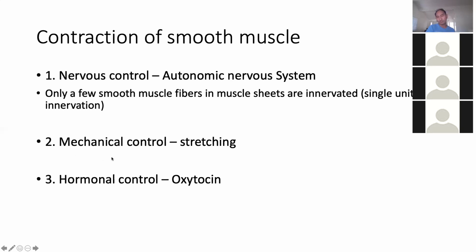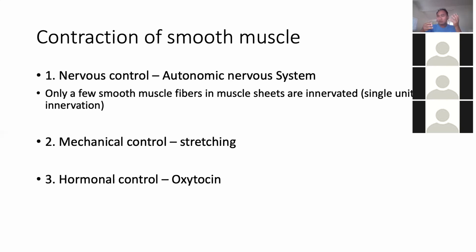And mechanical control, stretching. So let's say we eat food, and once the food gets from the oral cavity into the esophagus, the esophagus muscles are smooth muscles. Once the food enters the esophagus, the food stretches the esophagus. By stretching the esophagus, we are stimulating it by mechanical means. So once the esophagus is stretched, it will contract again.